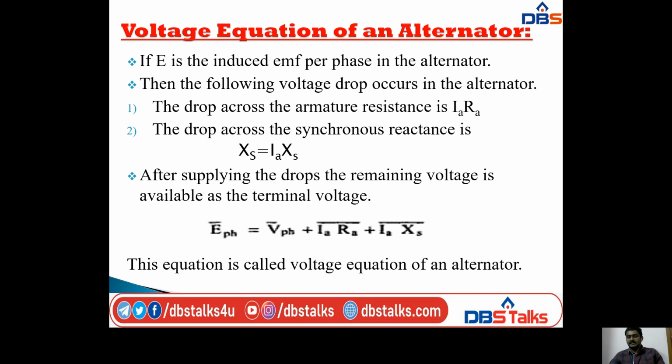V phase is the terminal voltage or phase voltage of an alternator on load, and E phase is the induced EMF on no load. Okay, E phase is equal to V phase plus IaRa plus IaXs. This is the voltage equation of an alternator. This also they asked for 2 marks.